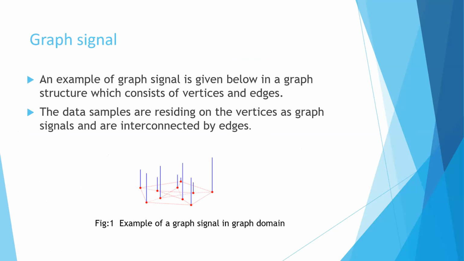For a graph signal, we have the basic structure of a graph. We have the vertices and the edges. And then the signal on the vertices can be considered as the data residing on the graph. And the signals are interconnected to each other by edges. So this is the basic structure of a graph signal in the graph domain.